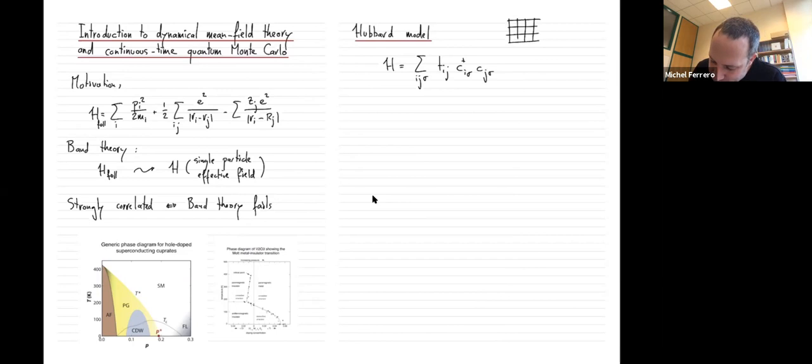And every site on the lattice has some label I or some label J. So those are the labels that you see in this sum. It's a sum over all the sites of a lattice. Sigma is the spin. And this is a hopping term. So this is destroying an electron on site J that has a spin sigma, and it's recreating another one on a site I with spin sigma.